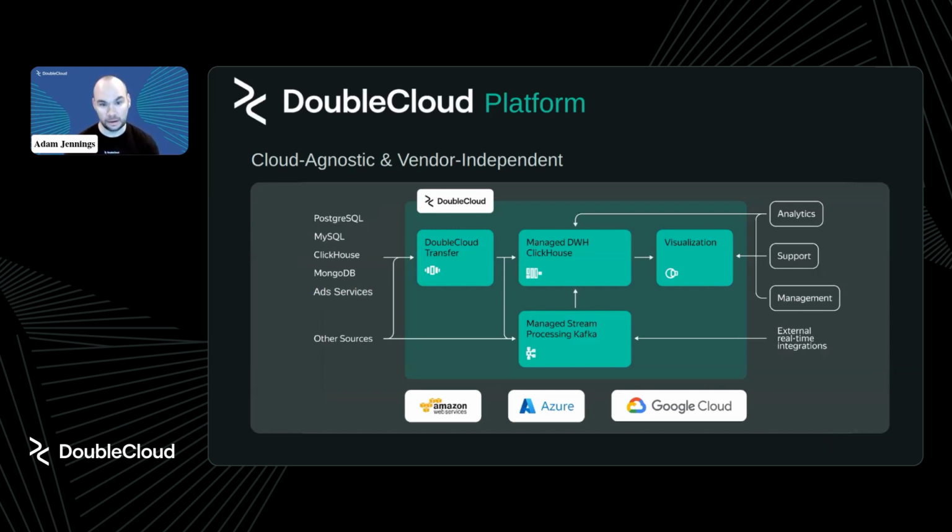So as the cloud agnostic, vendor independent, open source based modern data stack, with DoubleCloud Transfer helping get data in, or Managed Kafka to also create those real-time stream processing, using Managed ClickHouse for your data warehouse to store that data so you can quickly visualize it and create your analytics on top of our managed solution. Currently on AWS, launching on GCP soon, and Azure hopefully by the end of the year.